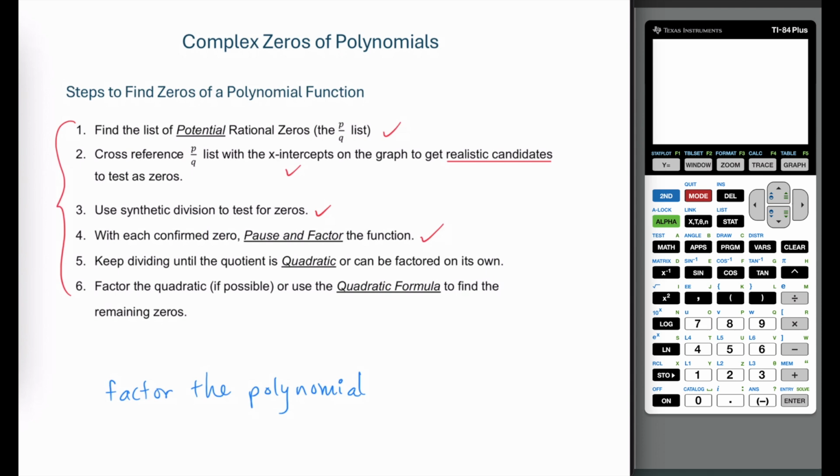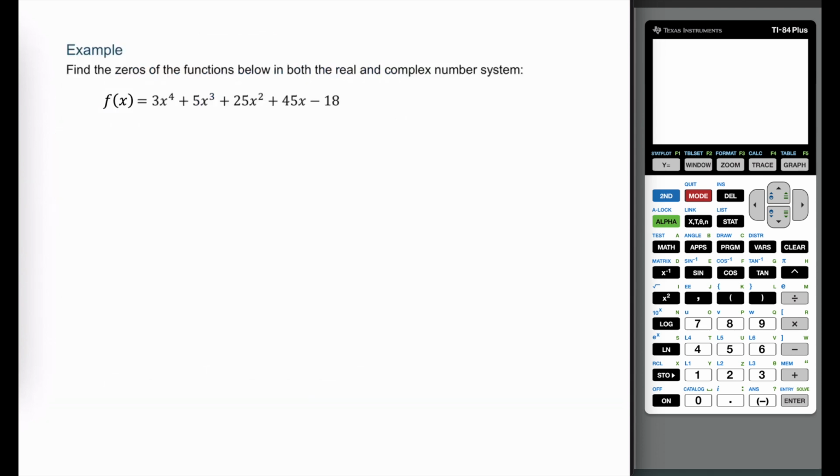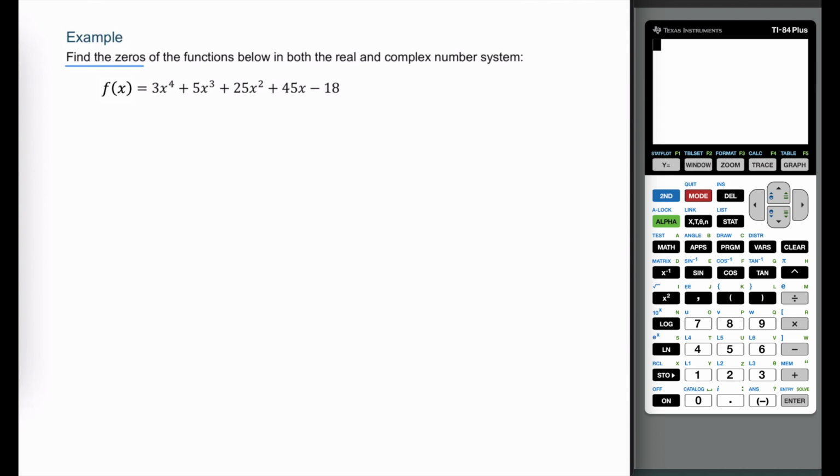So let's look at an example and we'll come back to these steps as we move through it. Here we have a fourth degree polynomial which does not factor using grouping or any of our traditional methods, and we're asked to find the zeros of the polynomial. We're going to find all the zeros, both real and complex, and so right away we know that because the degree of this polynomial is 4, we can expect to get 4 zeros, but we don't know if they're real or complex or maybe even perhaps repeated.